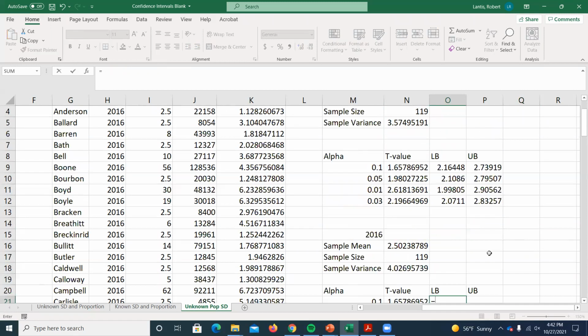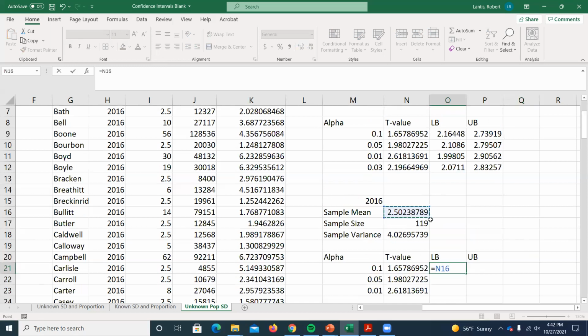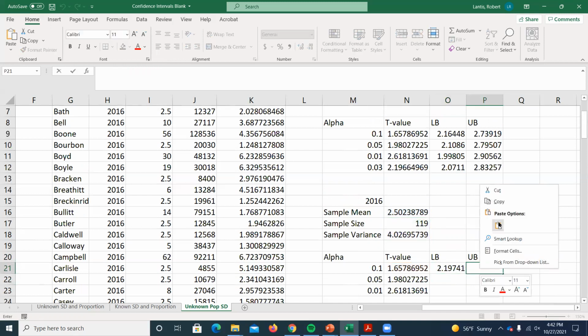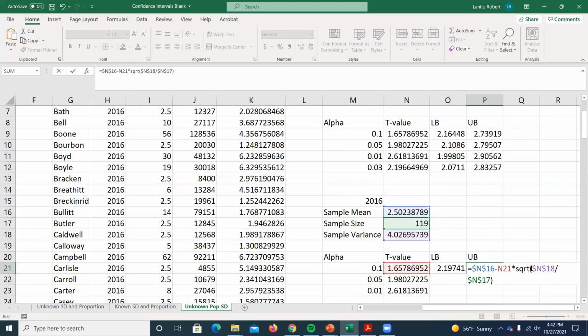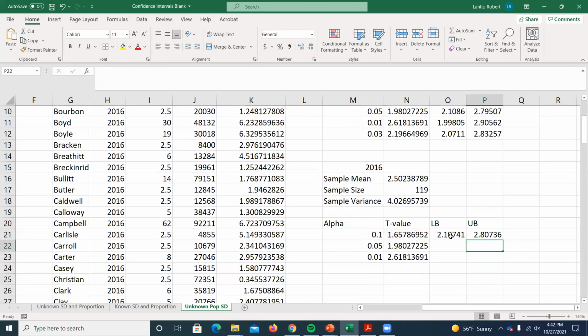So I'll type in my lower bound equation. I'll take the sample mean, subtract that t-value, multiply that by the square root of my sample variance over my sample size, right? It's the exact same thing I did for 2012. I'll then freeze the cell references for everything except for that t-value. I'm then going to copy, hit enter, paste, and change that to add the margin of error as opposed to subtract it. So I've got one confidence interval. Now I've got two confidence intervals.